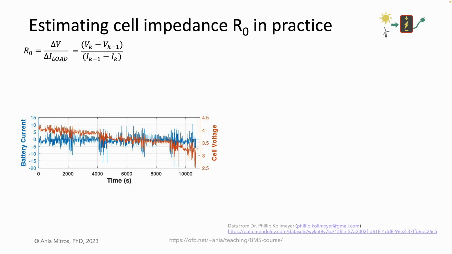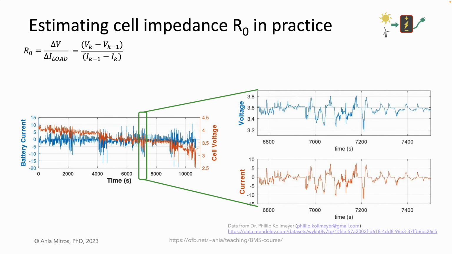Here, we see the cell voltage and battery current recorded during a 3-hour drive cycle. You can see how much the current varies and the corresponding impact on the cell voltage, as well as the monotonic voltage decrease as the state of charge drops. Let's zoom in on a shorter section.